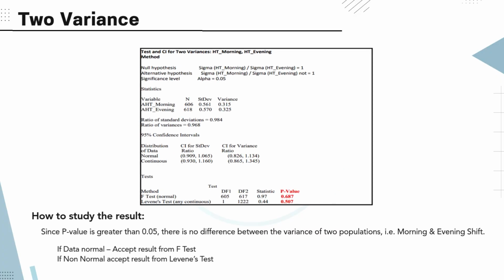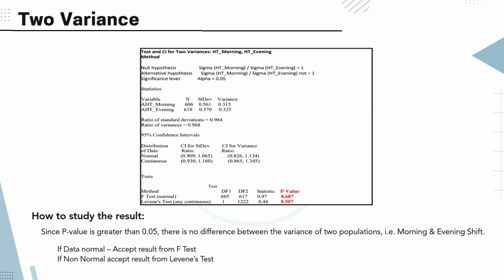Now that we've run the two-variance test, let's look at how to interpret the result using the output shown on the slide. Understanding the output. We're comparing the variance in handling time between the morning and evening shifts. The null hypothesis here is that both variances are equal, while the alternative hypothesis states that the variances are not equal.